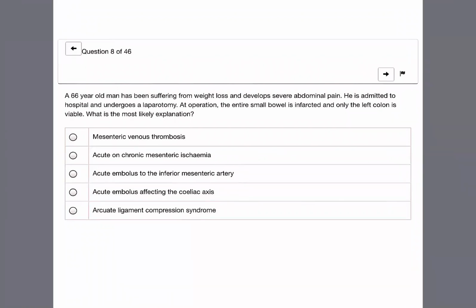A 66-year-old man has been suffering from weight loss and develops severe abdominal pain. He is admitted to the hospital and undergoes laparotomy. The operation shows entire small bowel infarction, and only the left colon is viable. What is the most likely explanation? Mesenteric venous thrombosis, acute on chronic mesenteric ischemia, acute embolus of the inferior mesenteric artery, acute embolus affecting the celiac axis, or arcuate ligament compression syndrome. So it is the weight loss, it is the old age, so mesenteric venous thrombosis. I choose the one.